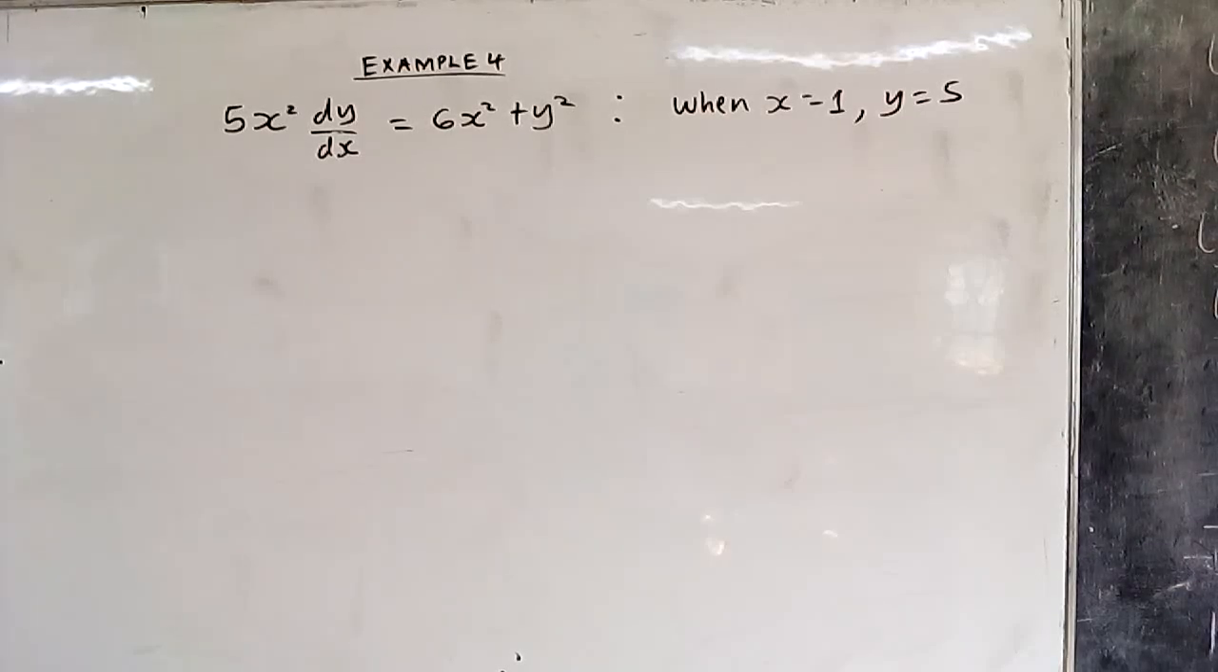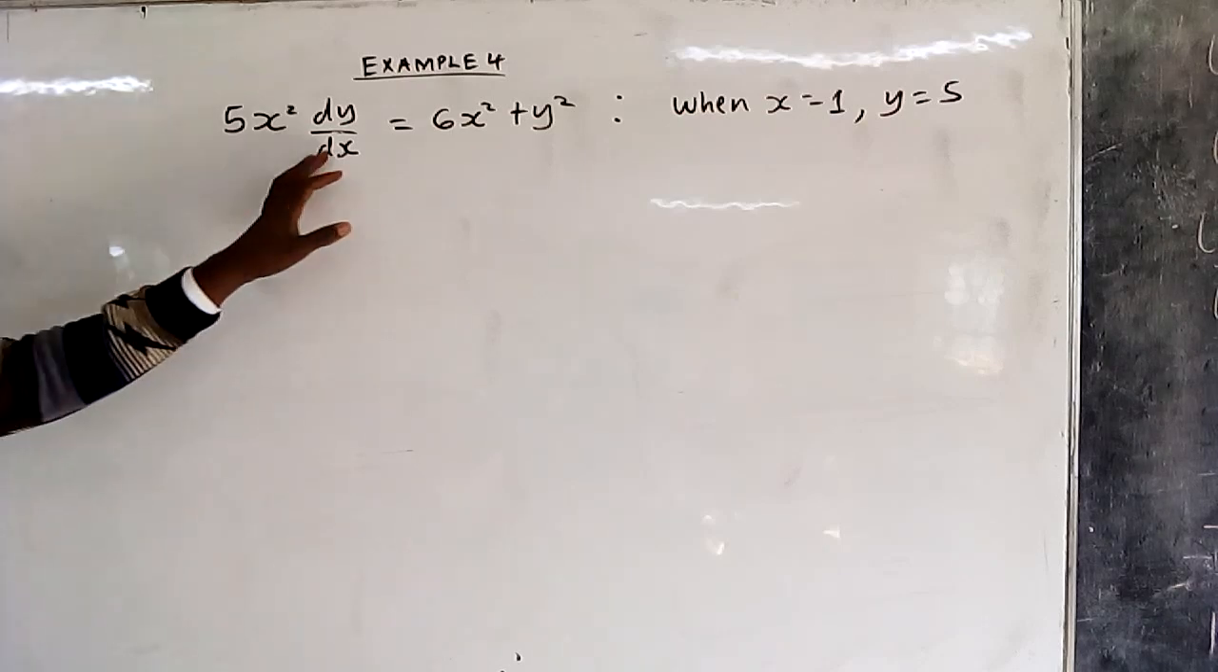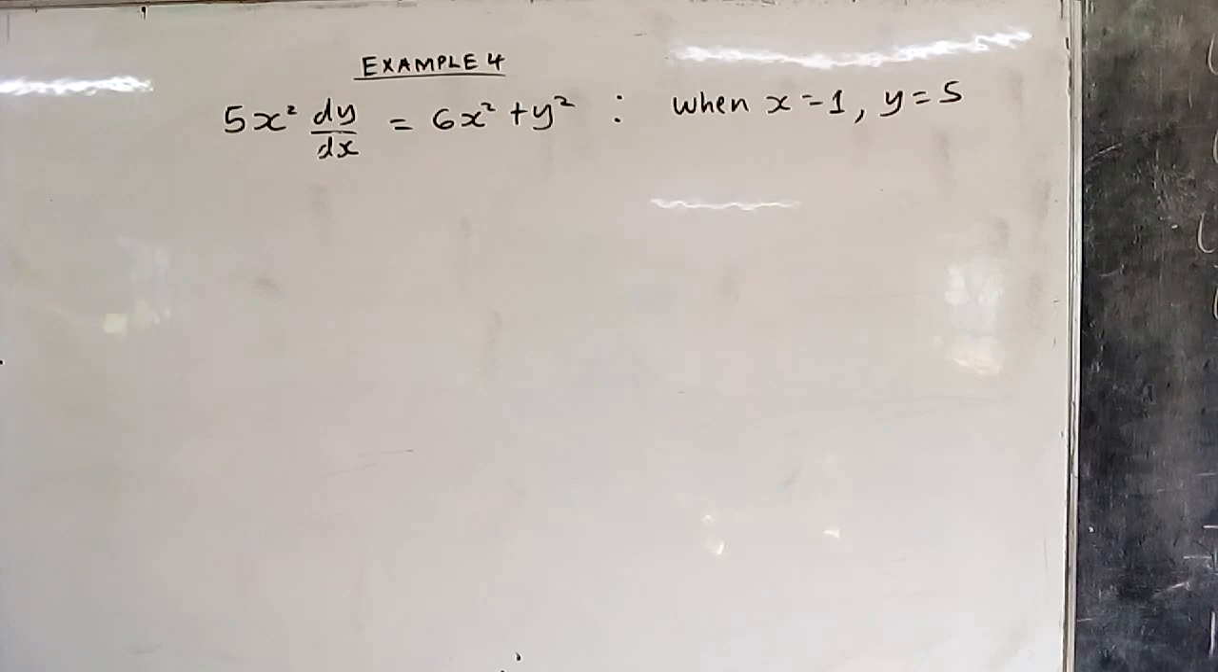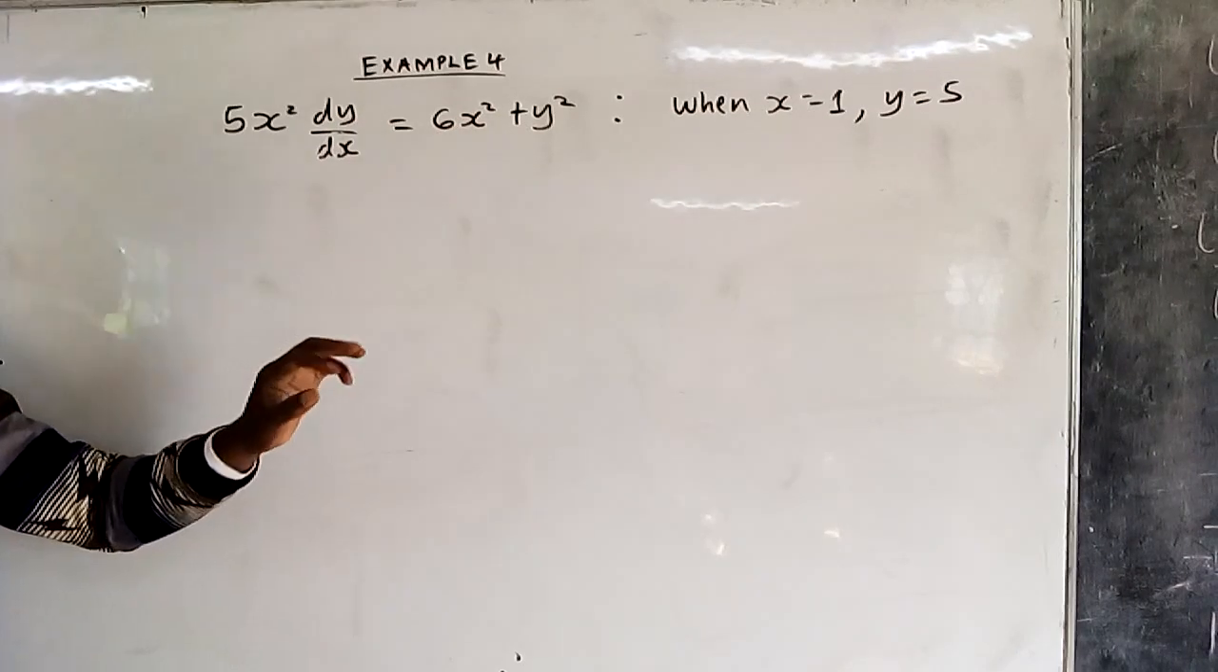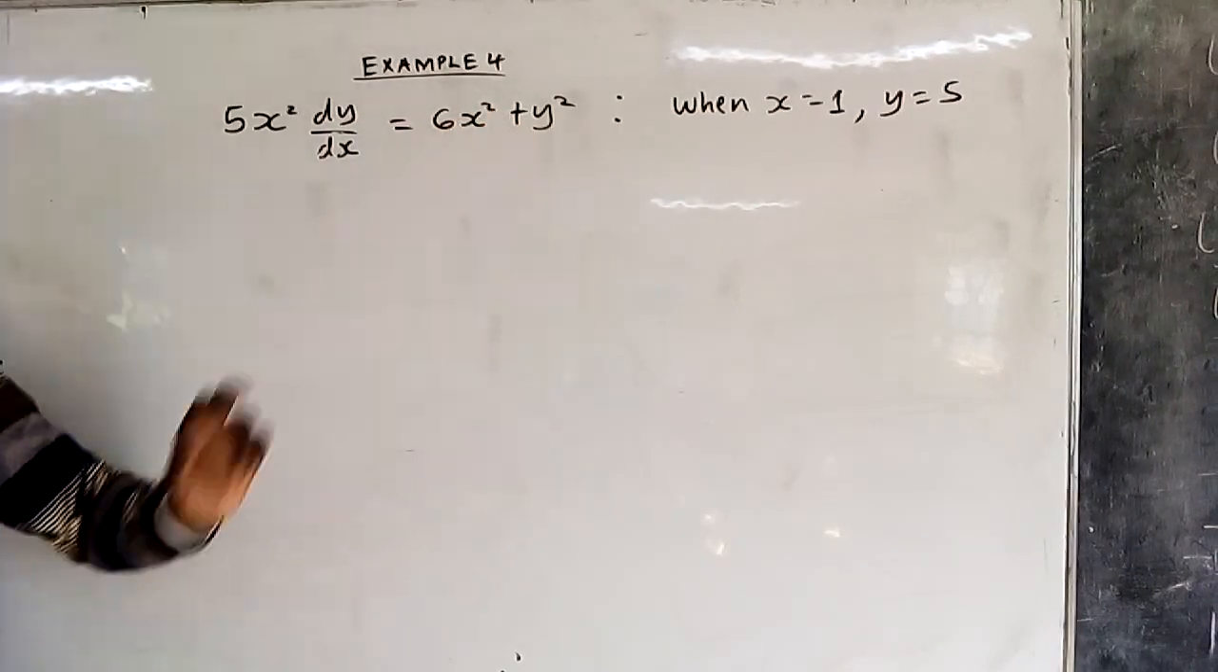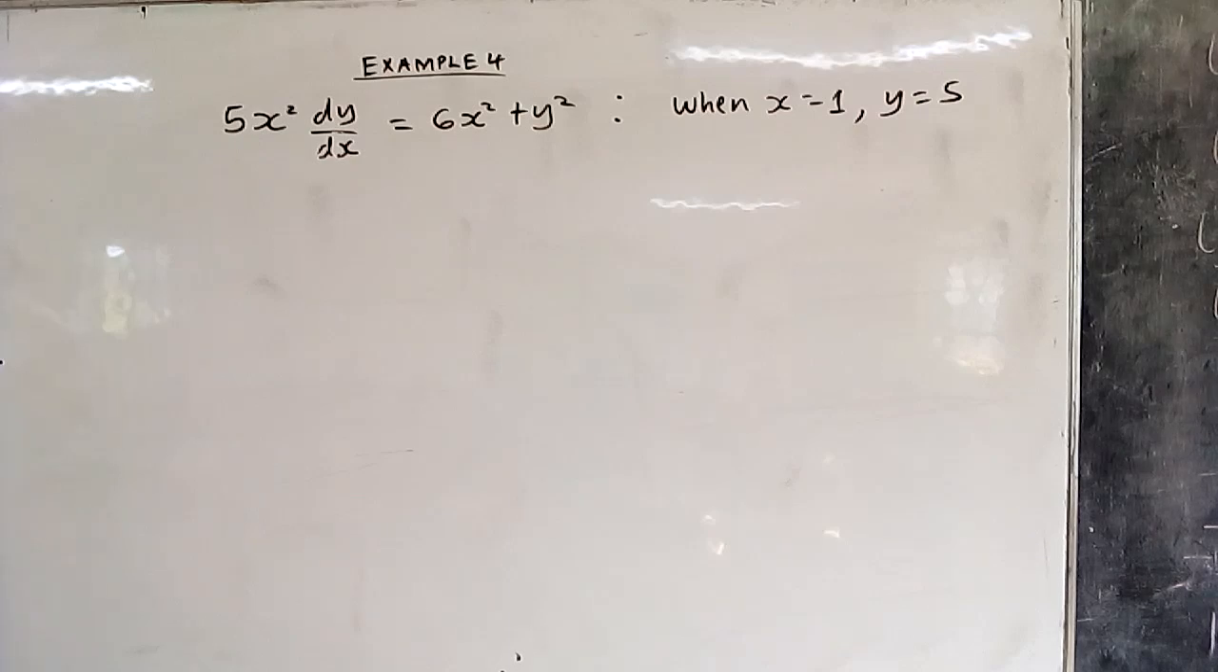So example number 4: solve the differential equation 5x squared dy over dx is equal to 6x squared plus y squared, given that when x is equal to 1, y is equal to 5. Now if you look at this problem, the first thing you check is whether you can use the method of separation of variables. Anytime you have more than 2 terms and x and y are not standing on their own, it is impossible to separate the variables.